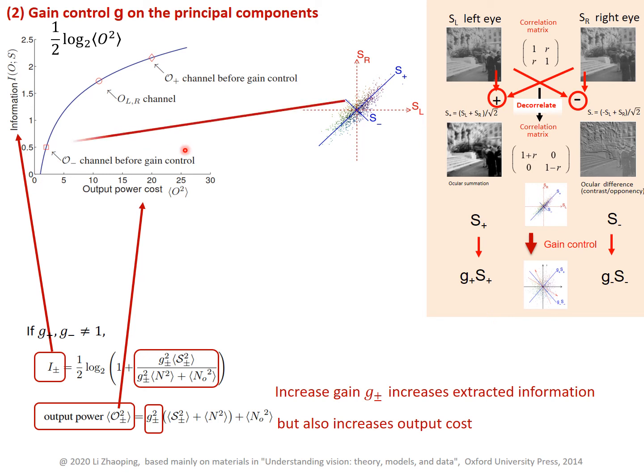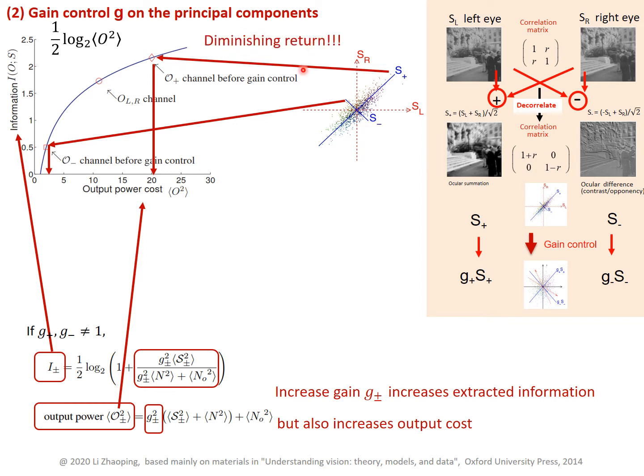Before the gain control, the output power for this difference channel is quite weak, and the extracted amount of information is not that much either. And the power on the summation channel is much higher and also extracting more information. However, as this curve slowly saturates, the more you spend on the power, in the end, the return is diminishing.